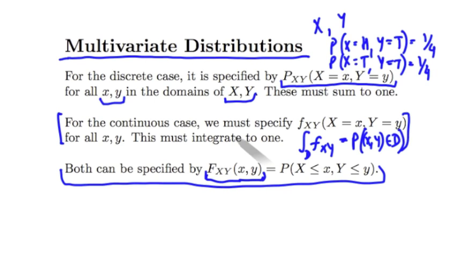Again, a PDF can also be specified by a CDF. So if you want to describe a multivariate continuous distribution, you can either describe its PDF or you can describe its CDF.